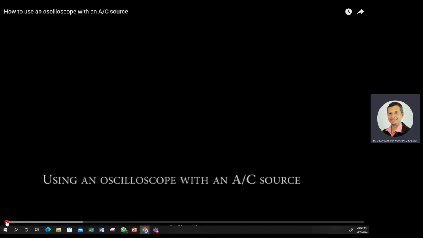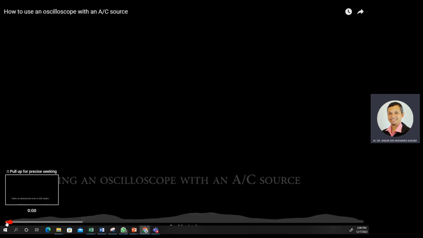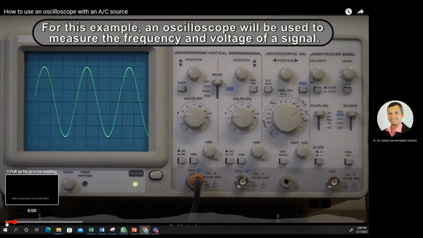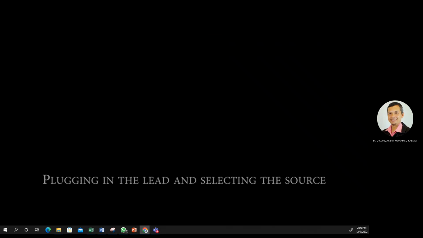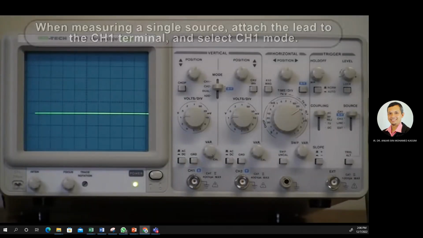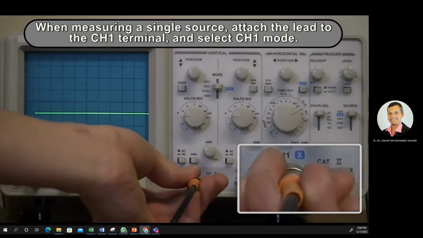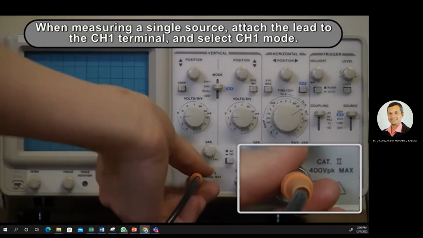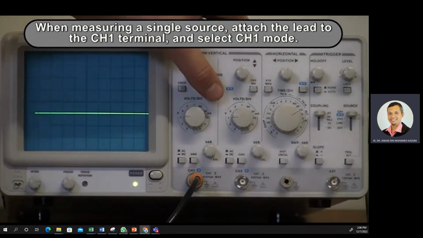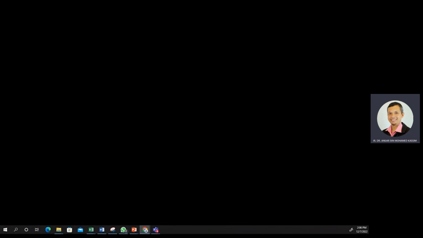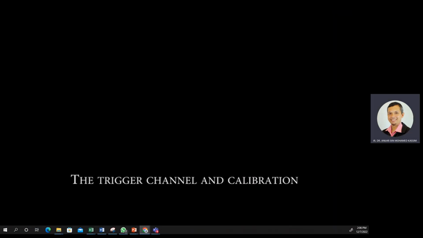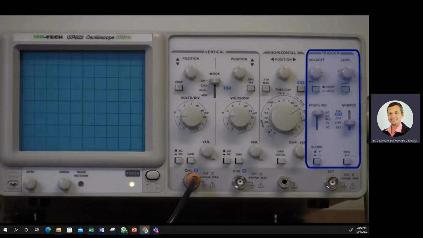Yeah, I will start again. Okay. This is how to use the oscilloscope when we are trying to measure the AC source. Okay, so this is how we can put the probe on the oscilloscope, and this is how we can try to use the trigger.